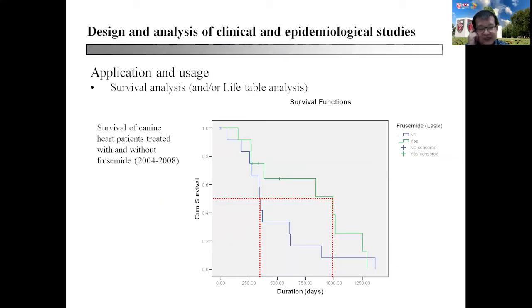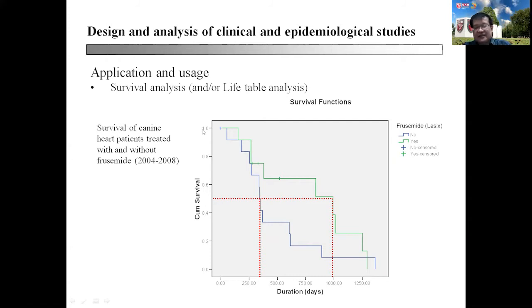Let's take a look at one of the analyses that you can perform using tools from clinical epidemiological studies. This is a figure showing survival analysis. Survival analysis is done in such a way that we are able to determine the median survival time of a particular population when they are exposed to a particular factor. In this case, this is a survival time of canine heart patients treated with and without furosemide. The lines in green show that the animals have been treated with furosemide, whereas the lines in blue tell us that the animals have been treated without furosemide.